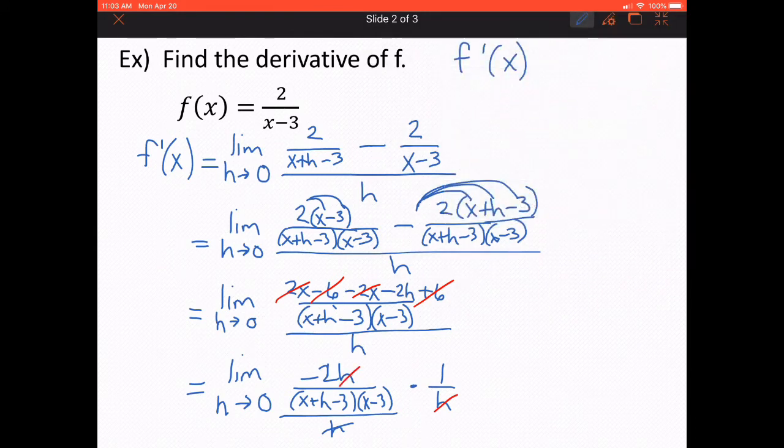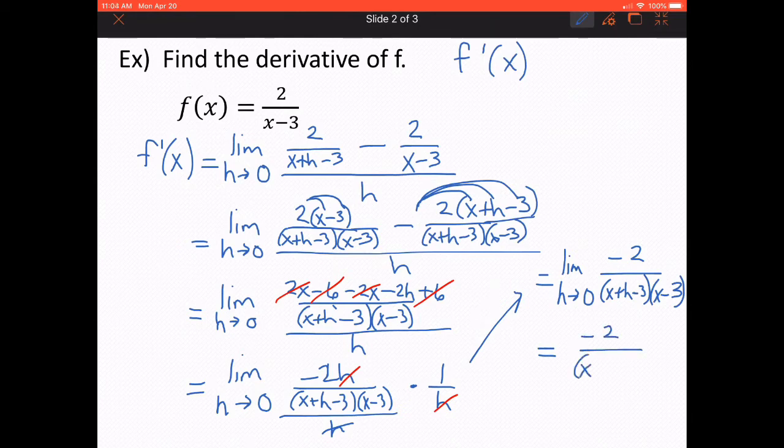All right, so I have to do my work over here on the side. So I now have the limit as h approaches 0 of negative 2 over x plus h minus 3 times x minus 3, and I can now plug in 0 finally for h. So when I plug in 0, I get negative 2 over x minus 3 times x minus 3, which is really just x minus 3 squared. So that is the derivative, or f prime of x. So the derivative of the whole function for any value of x.